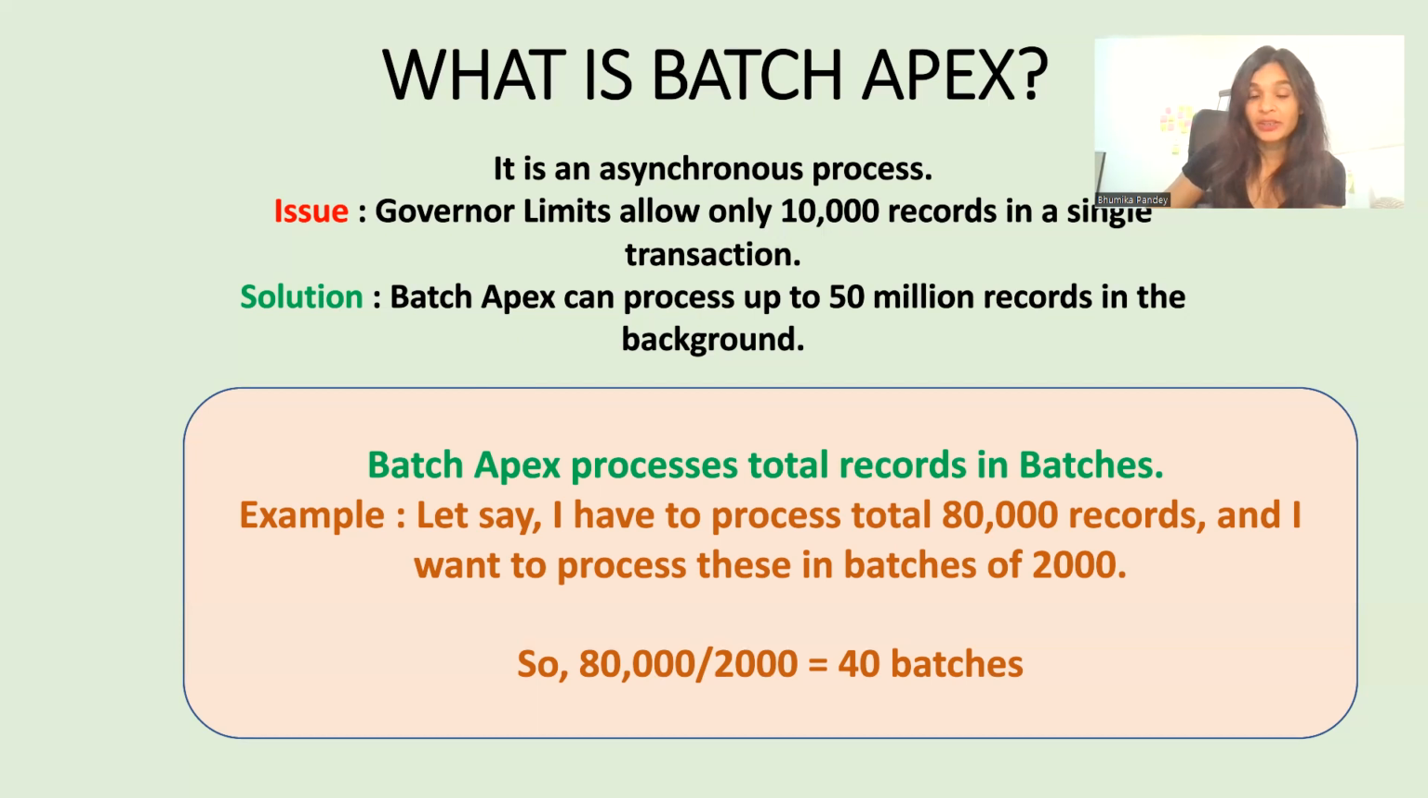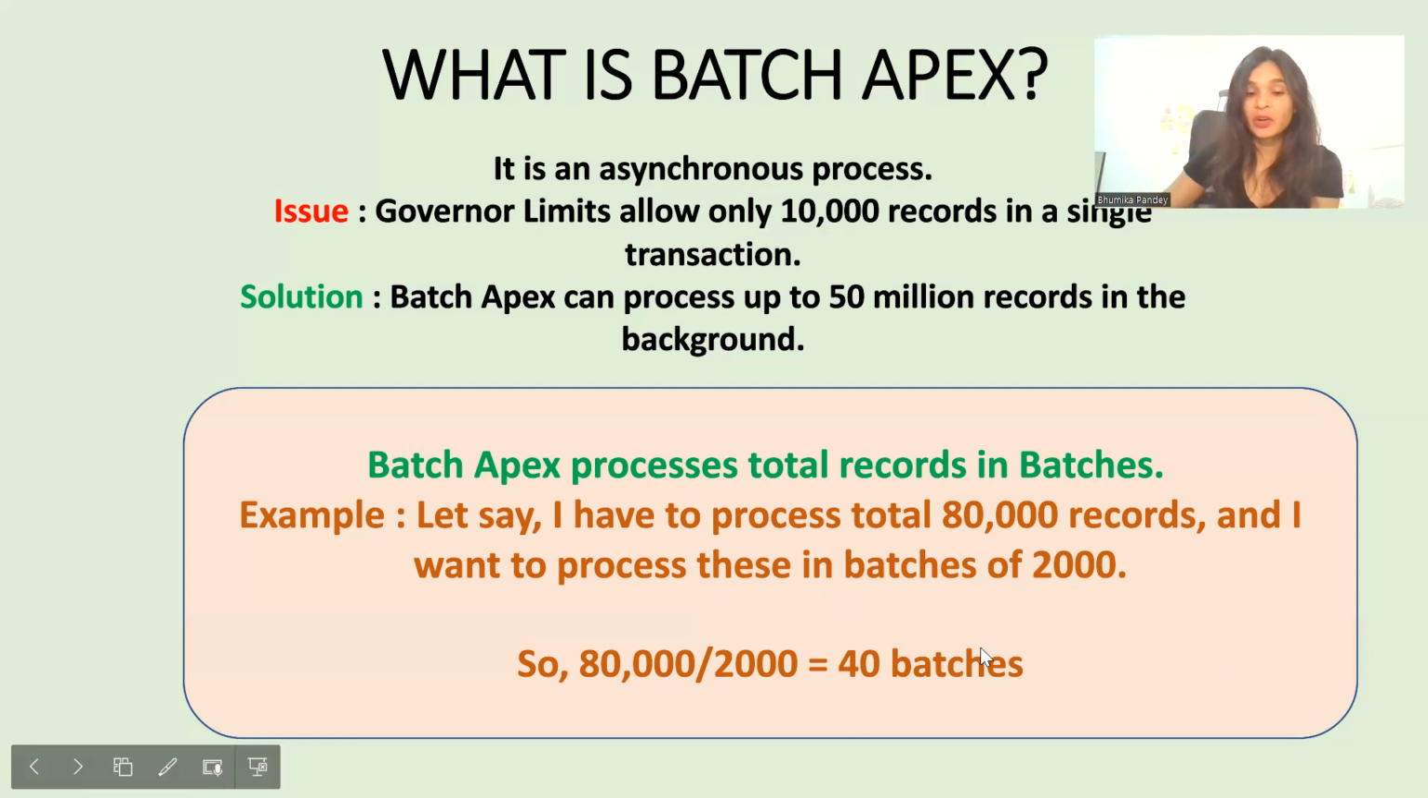But in a single transaction, it's not that it is trying to process everything at once, right? It does process it, but in small batches. Okay, and that batch size is something that you can actually decide. So for example, let's say I have to process a total of 80,000 records, and I want to process these records in batches of 2,000. So I want to write a batch Apex class, and when I am executing that batch Apex class, I want to tell the class that although I have a total of 80,000 records, I want the batch class to pick 2,000 records at once.